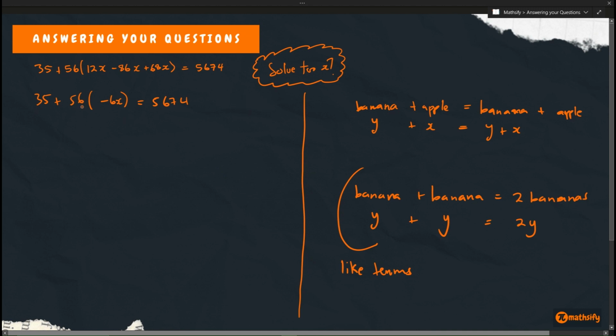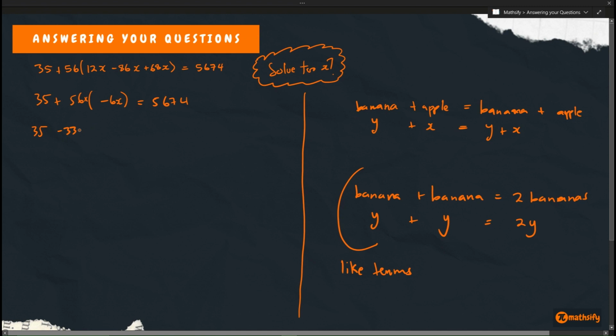Okay, so now let's solve the bracket. With the bracket there, what you need to understand is you've got a multiplication there. So it's basically a 56. I said earlier you can multiply unlike terms, but you can't add or subtract them. You can multiply and divide, but you can't add and subtract. Okay, so let's multiply 56 times minus 6.